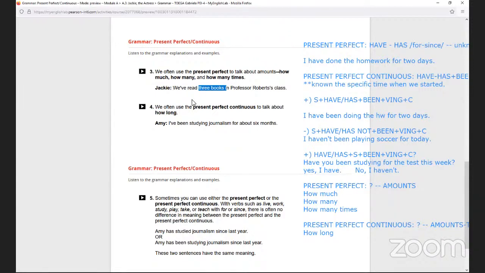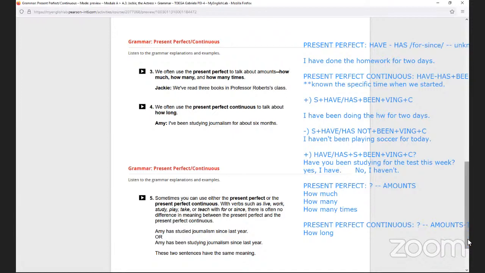Perfect. And about this second, with present perfect continuous, always we're gonna use how long for expressing maybe time or amounts. So for this, that it is, I have been studying journalism for about 6 months. How could it be the question? How long have you been studying journalism? Okay, very good. How long have you been studying journalism?